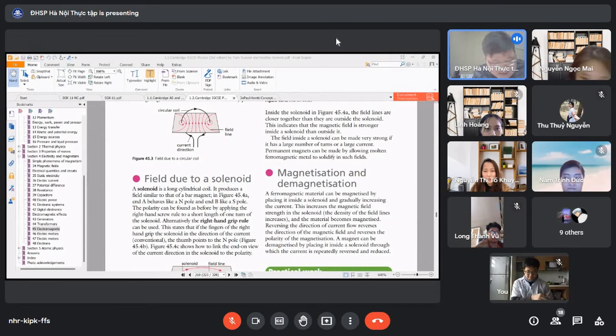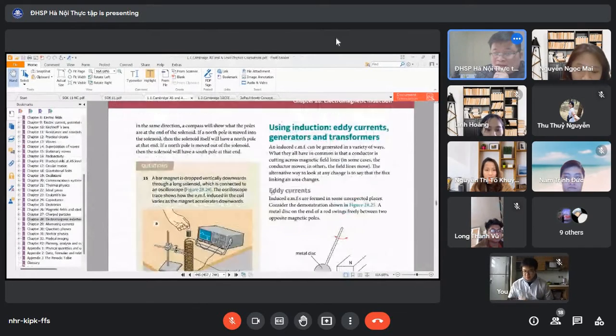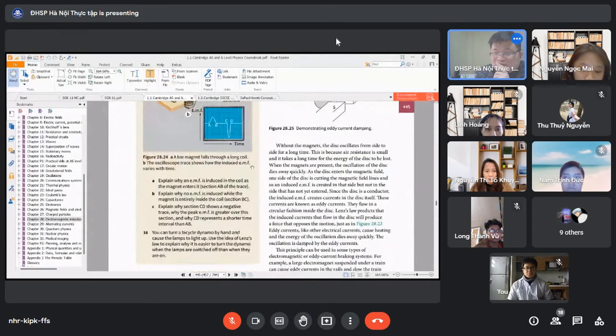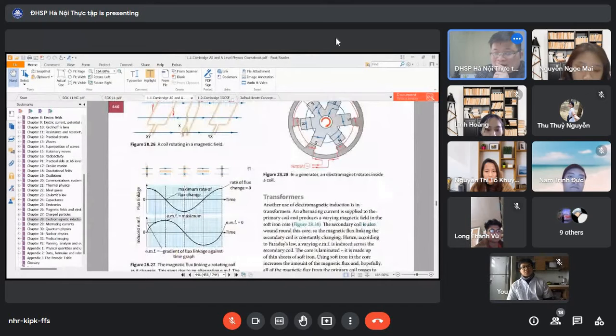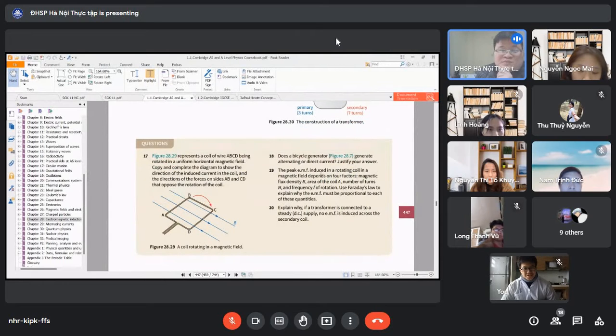So in this case, we see the term solenoid, and in many other cases, we see the term coil. This one we call a coil. So it's a primary coil, and the right is a secondary coil. So what is the difference between solenoids and coil?